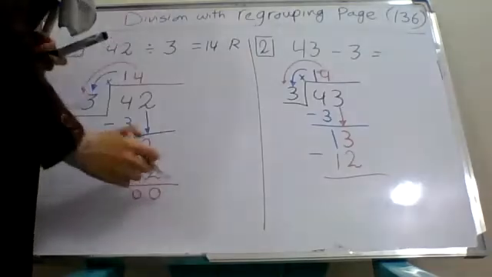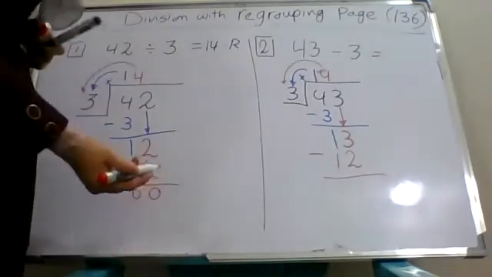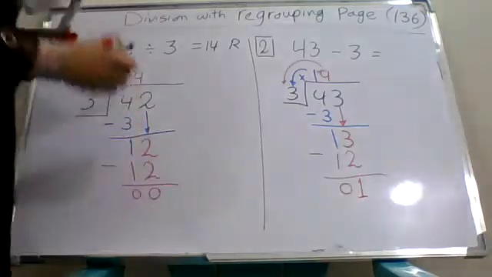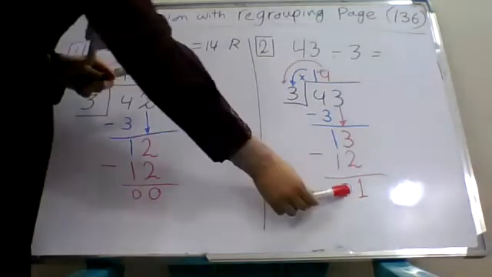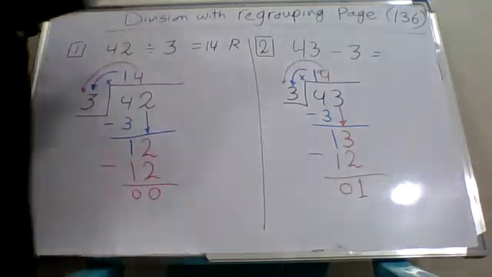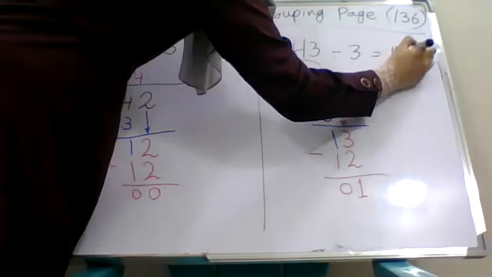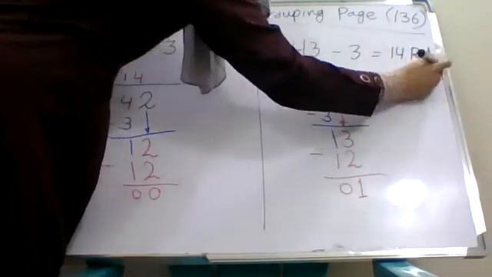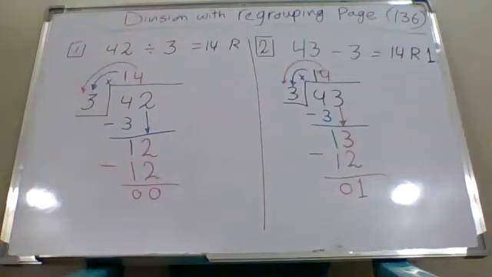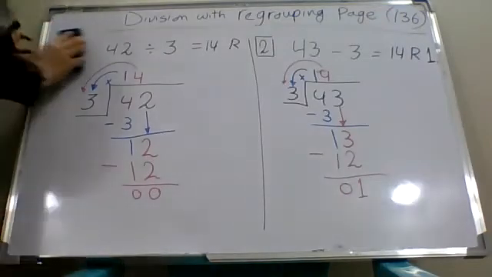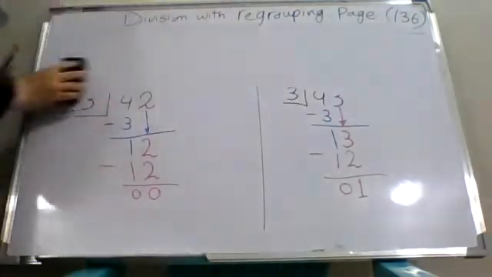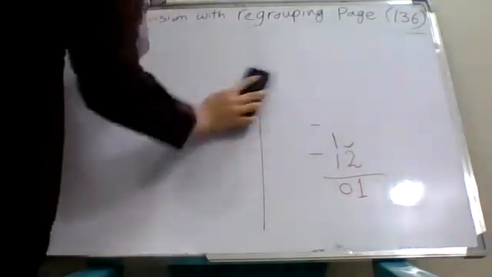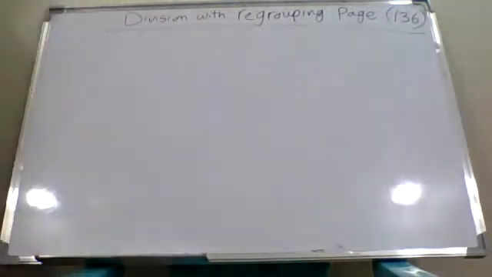Then now I subtract. 13 take away 12, the answer is 1, right? So this is the remainder. We call this the remainder, okay? So my answer is going to be 14, and the remainder is 1. So this is the answer for this exercise. Let's do more exercises. What do we call this? Regrouping. Regrouping because you have some numbers extra from the previous step.